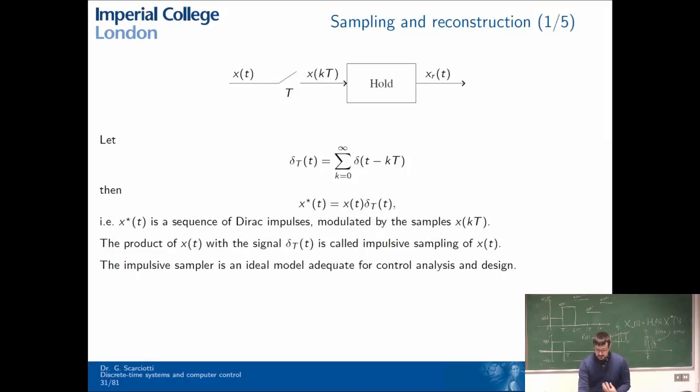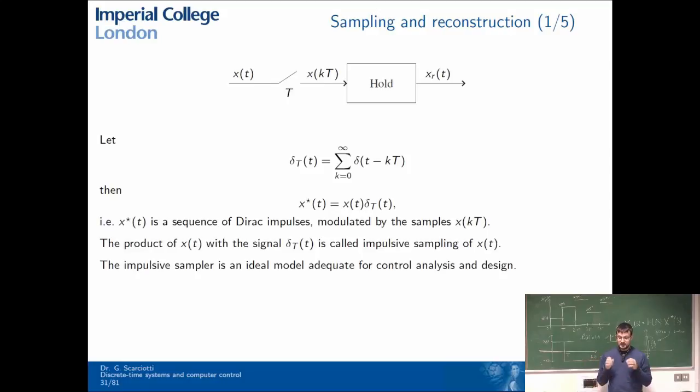So this basically gives us an understanding of what this x star of t is. X star of t is obtained from x of t when we sample x of t, not with a normal sampler, but with an impulsive sampler, because it is a sampling that happens in impulses, infinitely fast, and produces this x star of t. We have to point out that an impulsive sampler does not exist in real life. We cannot realize in practice an impulsive sampler.